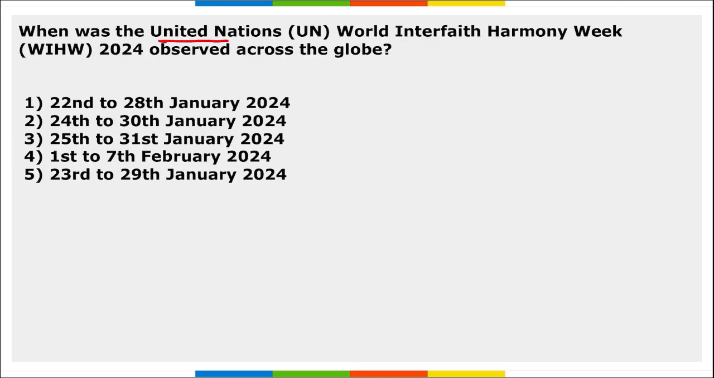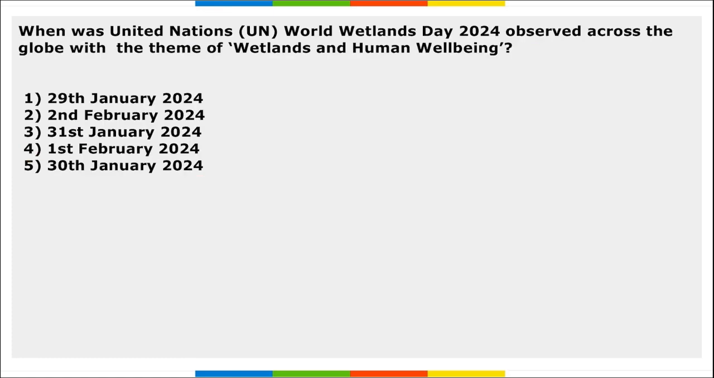Next, when was United Nations World Interfaith Harmony Week observed across the globe? So UN's World Interfaith Harmony Week was observed across the globe from 1st to 7th of Feb. Right? It is observed from 1st to 7th of Feb, and it is to promote a culture of peace and non-violence among the people of every faith.